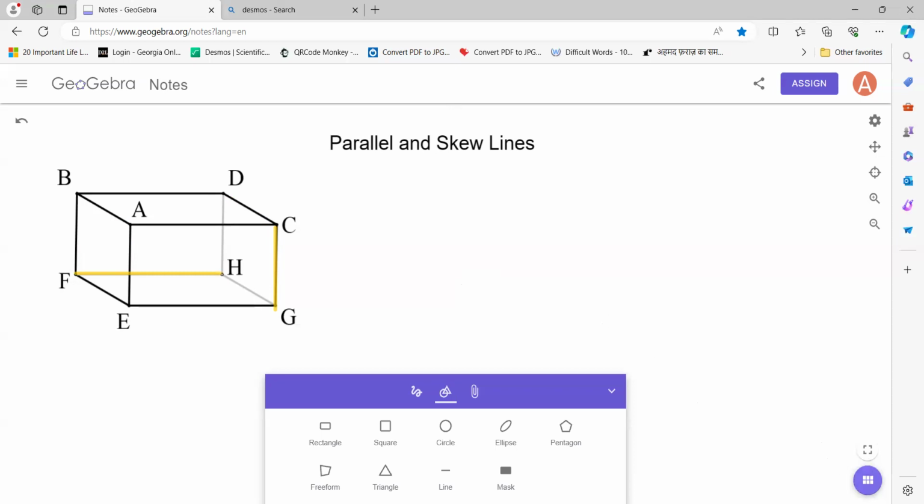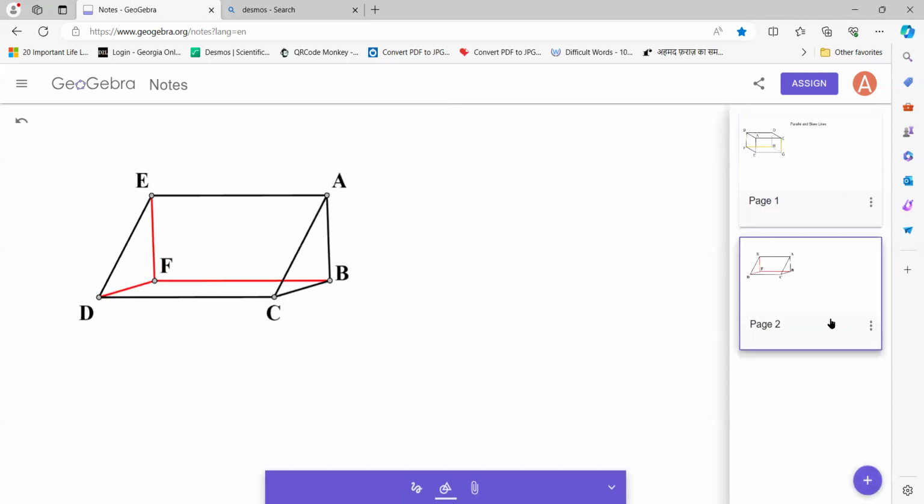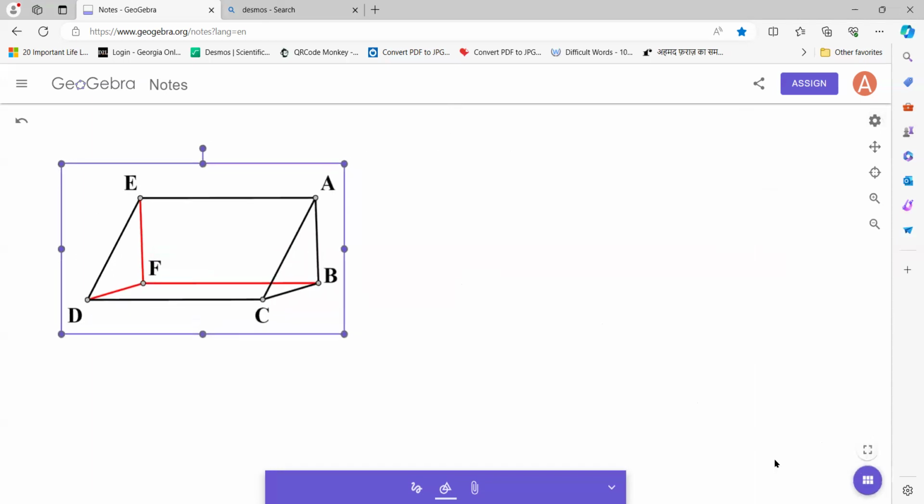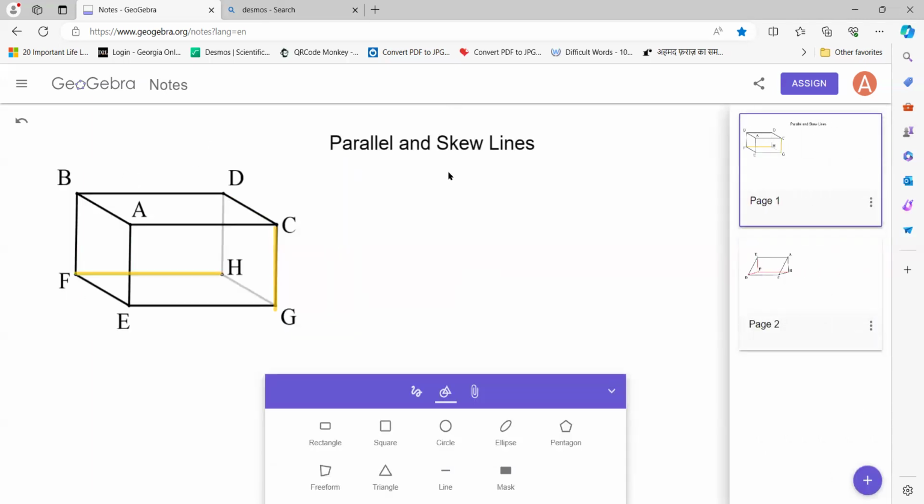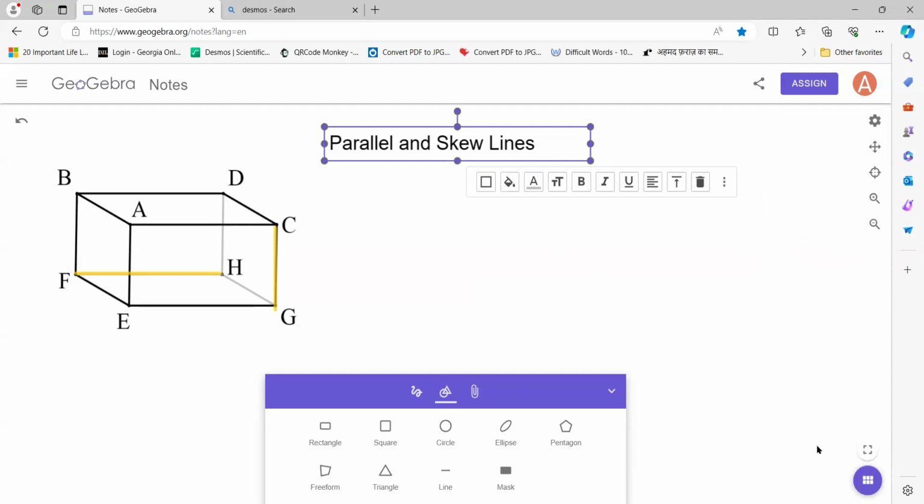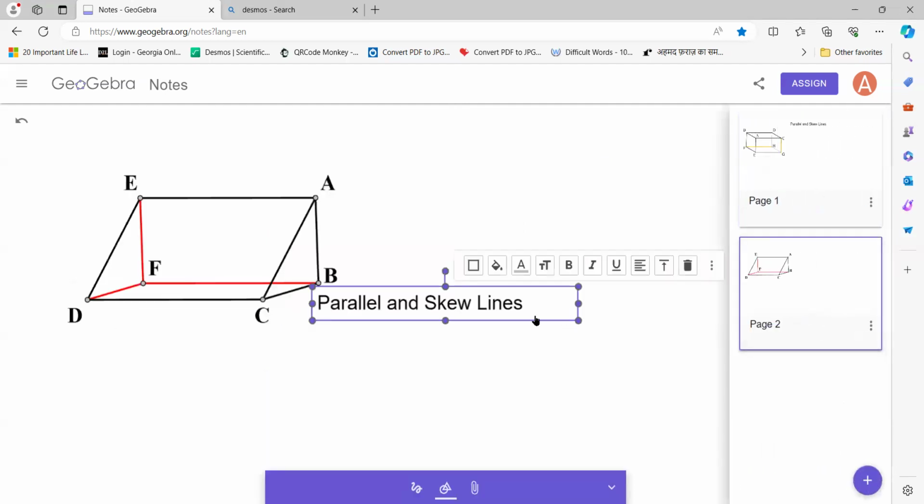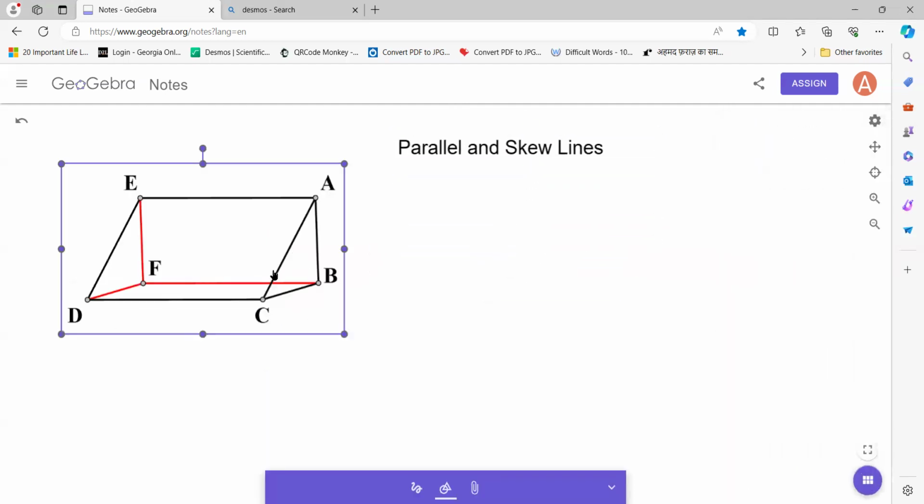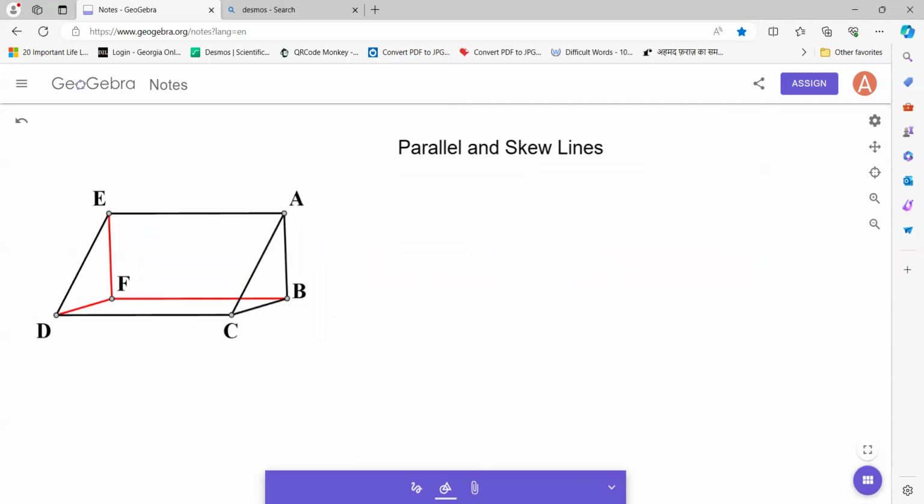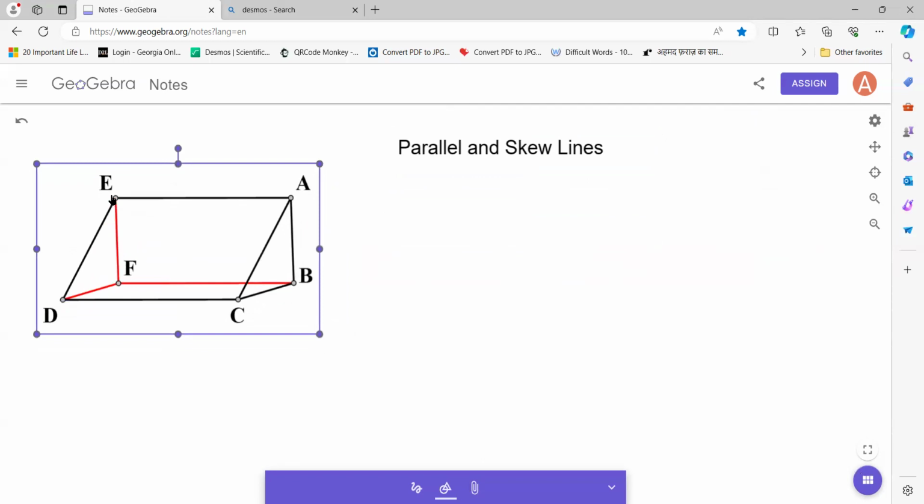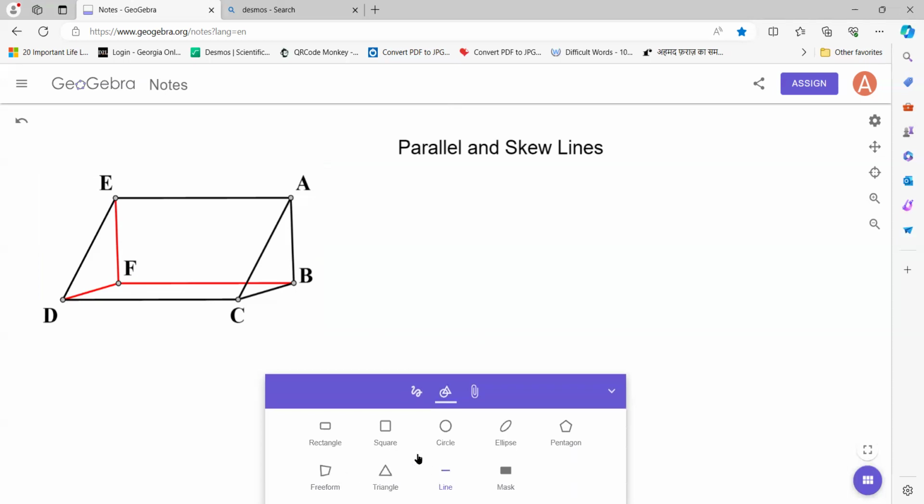Let me show you another shape. Now I have a different shape, and I'm still talking about skew and parallel lines. We're still discussing the same topic. Now take a look at this line. Now clearly DC and AE are parallel. EF and AB are parallel, but let me give you an example of a set of skew lines like before.